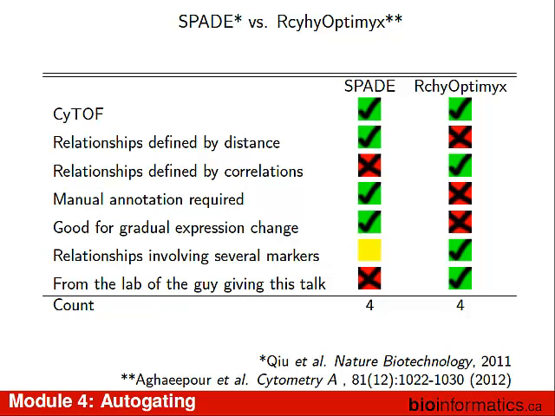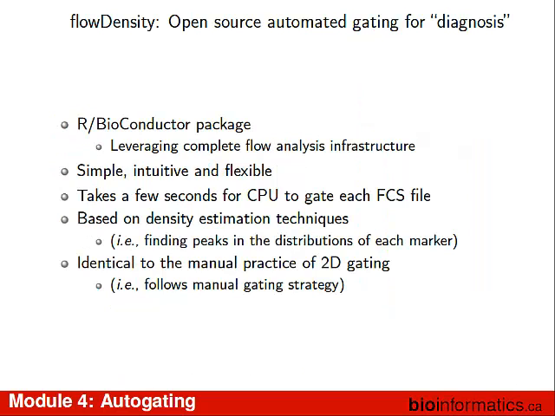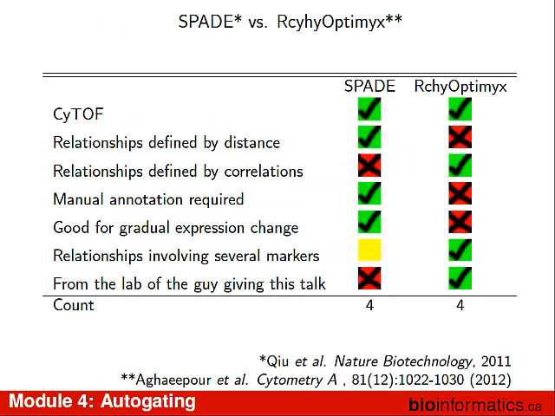So this paper came out, the ArchaeOptimix paper came out last year. Brian, yeah? You mentioned that you could use SPADE to populate the ArchaeOptimix. Yes. So I'm kind of confused as to how you're comparing them. This is using FlowType with ArchaeOptimix. Okay. And this is using SPADE by itself.